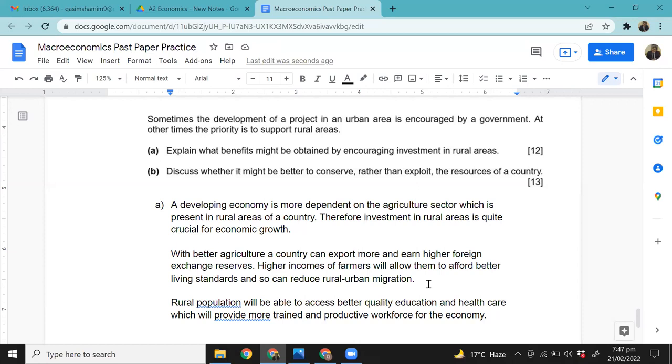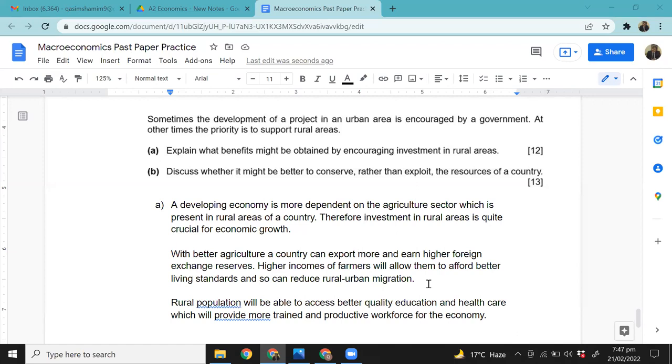So less disparity. More exports means stronger currency. Exactly, that's correct, right? So with a boost in your exports, your exchange rate is expected to appreciate, become stronger, which means that with a stronger exchange rate, you will be able to import at much lower cost.